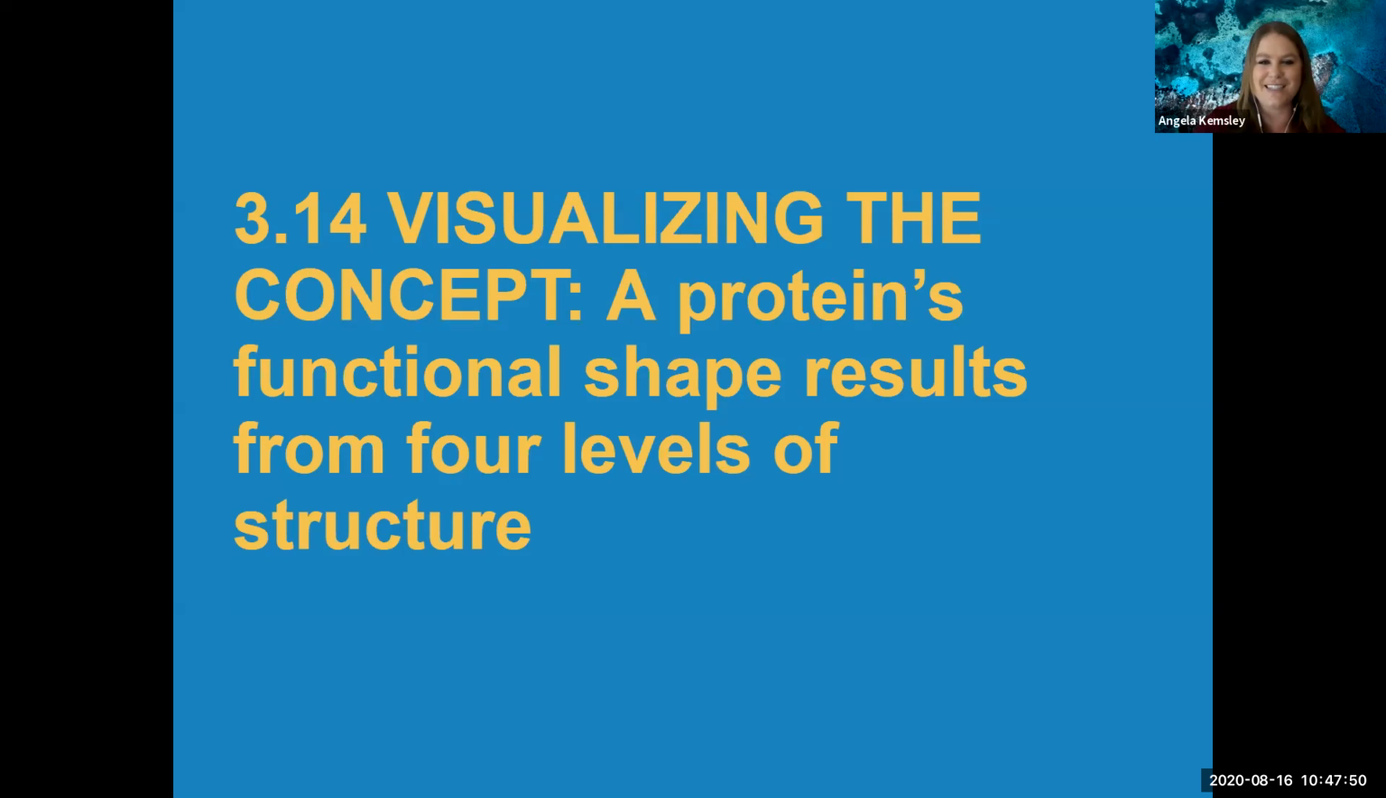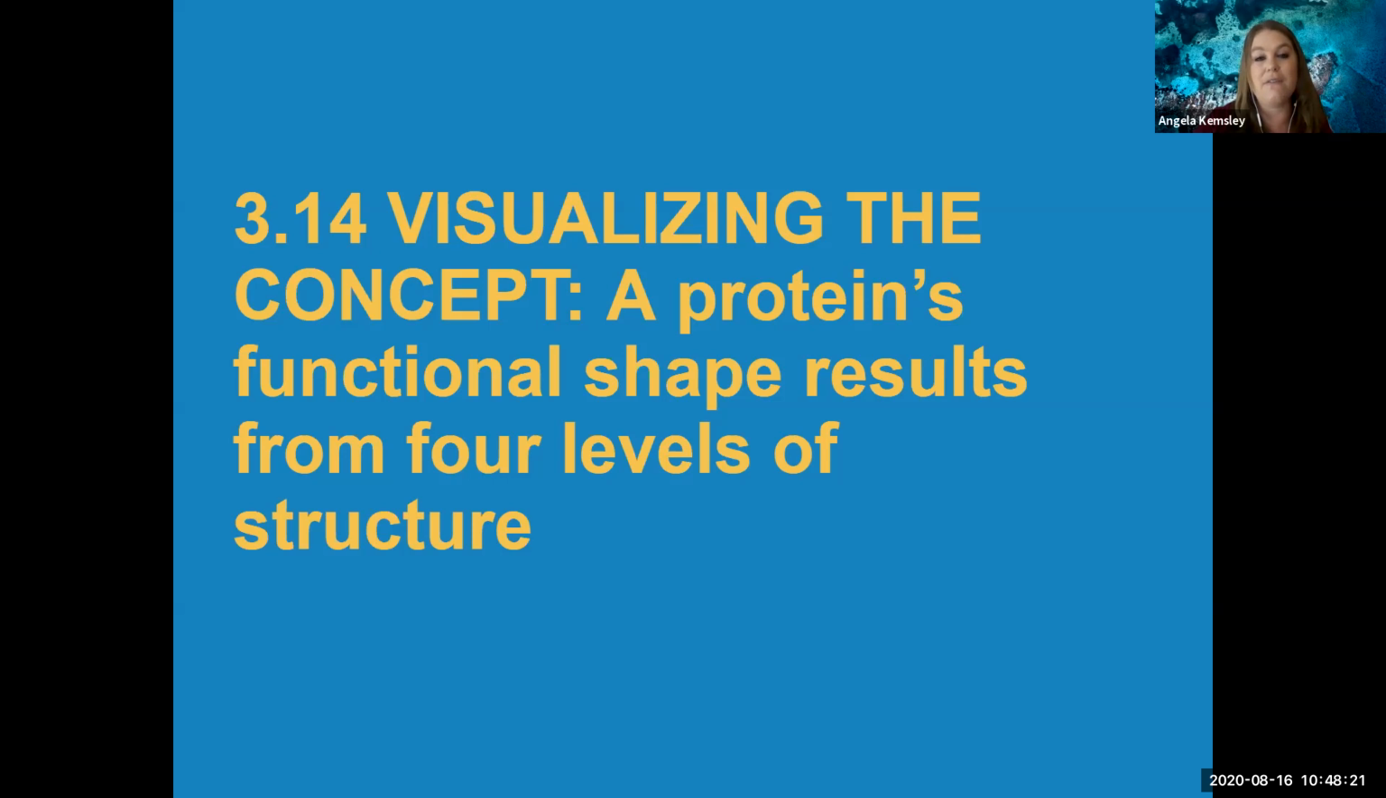So let's take a look at how a protein's functional shape results from 4 levels of structure. I mentioned that there's 4 levels of structure. I got you all excited about it. Here they are, our 4 levels of structure. Again, I'm not terribly worried that you know every detail about every level of the structure of a protein. Because let's be honest, how many of us are actually going to be talking about the quaternary structure of a protein in our everyday lives or even in our professional lives?